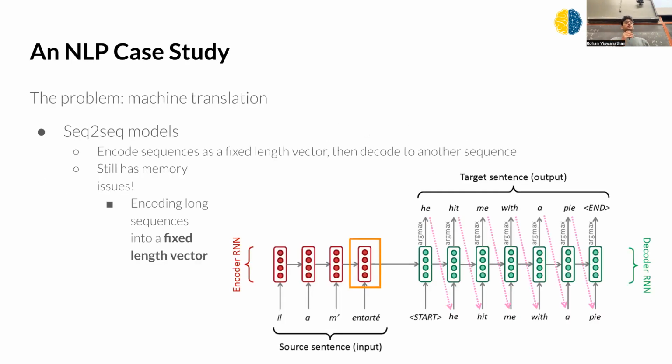Looking specifically at sequence to sequence models, we can encode sequences as fixed length vectors. As you can see, we have a source sentence that's an input where each word is some kind of fixed length vector. Then we're trying to decode this to another sequence. So we're trying to produce another set of vectors that represent the ending sequence. This still has memory issues, right? We're encoding long sequences into a very fixed length vector. And because of that, these are being stacked across our entire sequence. And this can lead to a lot of sequences that are long and not super computationally feasible to compute.